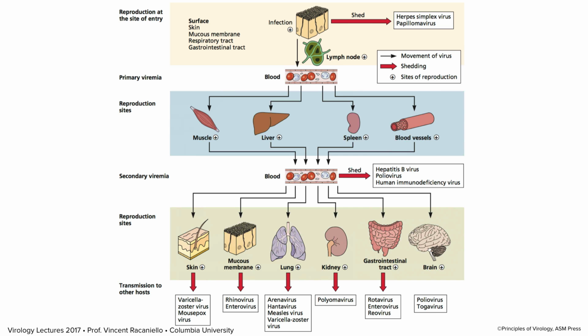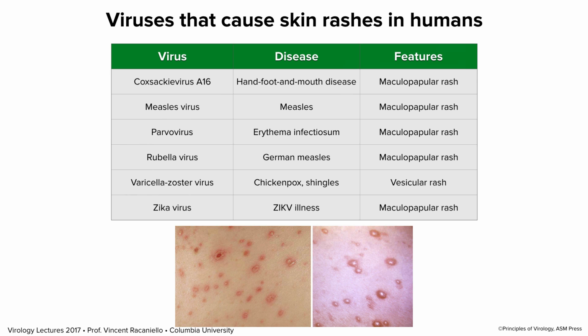You don't need to know this for each virus. I want you to understand the concept of entry, primary replication in viremia, primary and secondary viremia, and spread to other organs. Now, some viruses cause a rash. Not all of them do, and I want you to be familiar with the words that are used to describe rashes. And here are some viruses that cause skin rash, and of course, Zika virus is the latest addition to this.